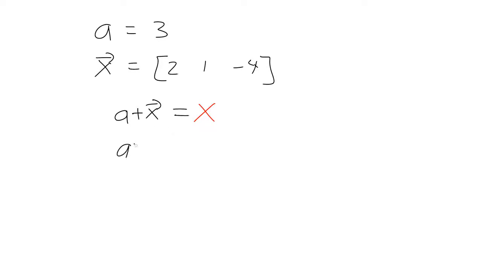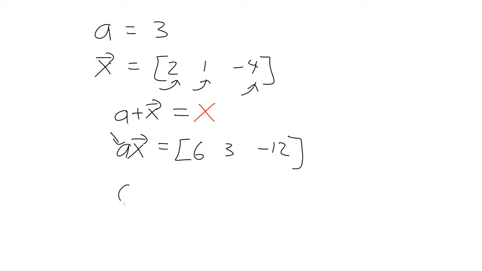What we can do, though, is this. a x, and that's scalar vector multiplication. And what we're going to get out of that is probably what you'd expect. We're going to get 6, 3, -12. So when we do scalar vector multiplication, all you do is multiply the scalar by each of the elements of the vector, 3 times 2, 3 times 1, 3 times -4, and we get out this composite vector right here.